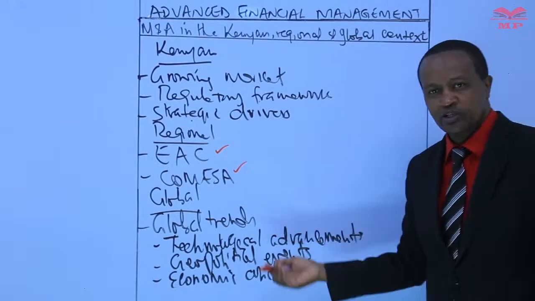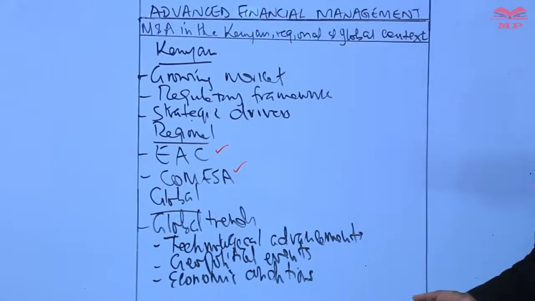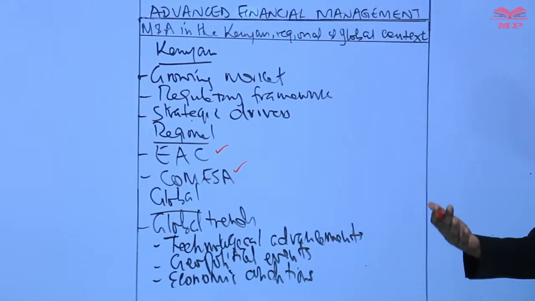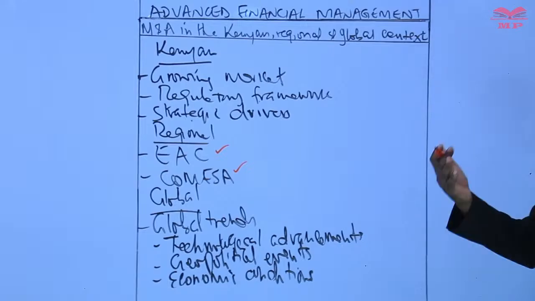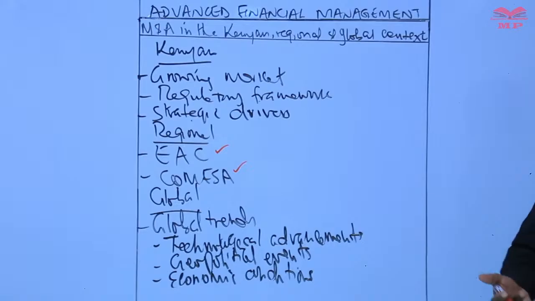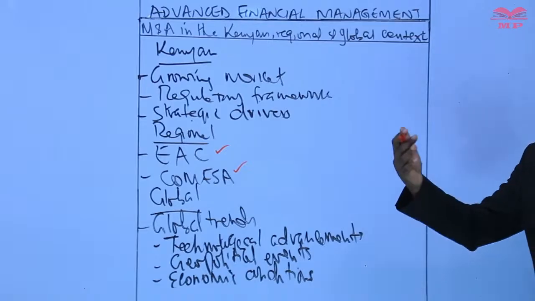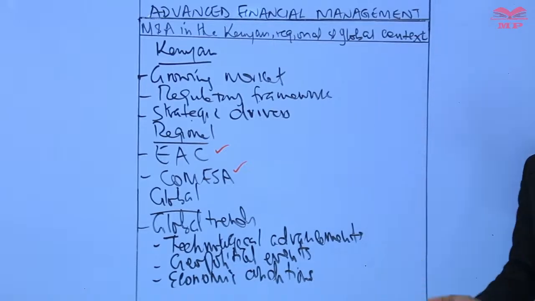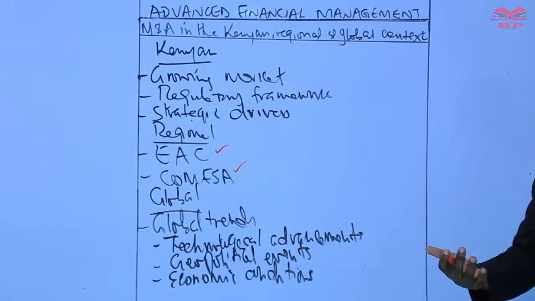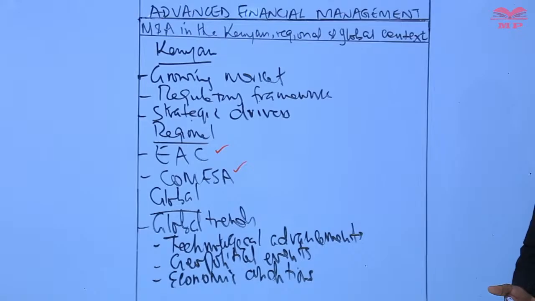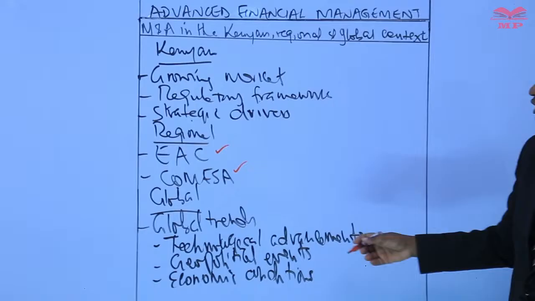Then we have COMESA also, which promotes regional integration. COMESA, the Common Market for Eastern and Southern Africa, influences mergers and acquisitions. COMESA has regulations that apply to transactions involving multiple member states. We've seen Kenyan banks being particularly active in regional expansion through mergers and acquisitions. You understand?